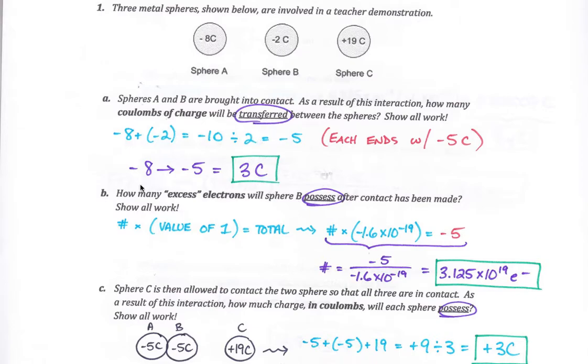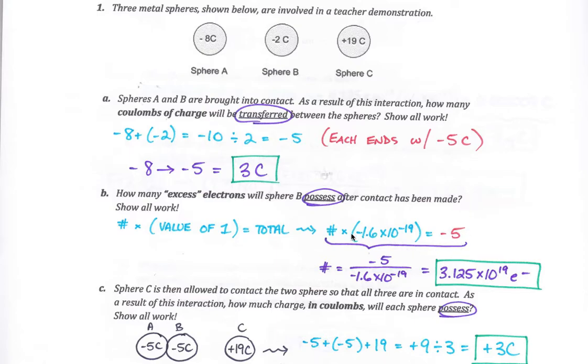Going off of A, for part B, how many extra electrons will sphere B possess after contact has been made? Well, we already know that they will each end with -5 coulombs, but that's how many coulombs it will possess. If I want to convert that to how many electrons, I need to use our little equation. The number of electrons times the charge of 1 electron will give me the total charge on the object. They're asking for how many, which is the number. The charge of 1 electron is -1.6 times 10 to the -19th. And since they're asking about how many they possess, that's how many they end with, which in this case is -5.